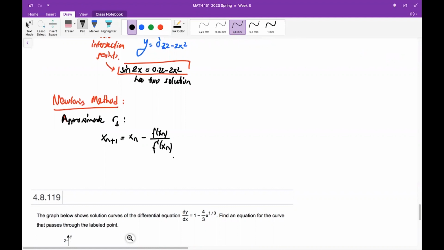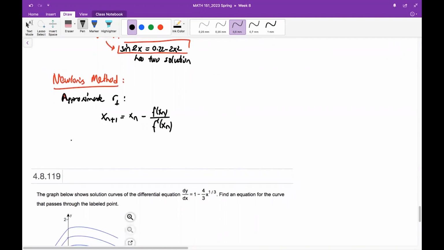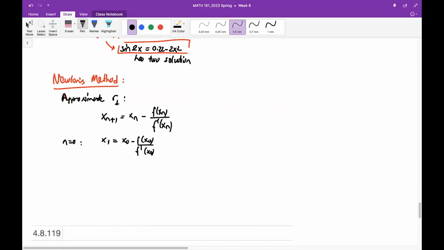So this is the given formula. And I will start applying this formula for consecutive integers n. So if you insert n equals 0, what do you obtain? You obtain a formula like that. And now you need to choose a first nice initial point. What is x0 here? This will be your first guess, and you need to guess it by yourself.